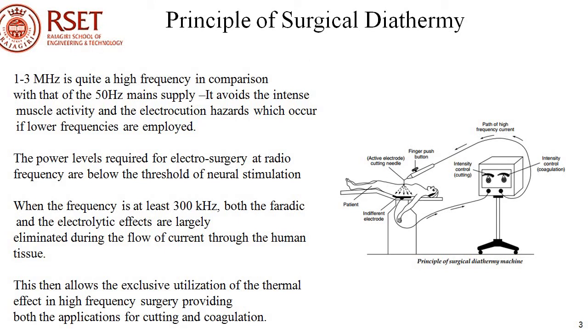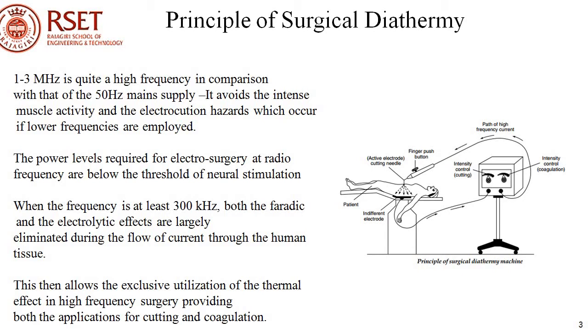So the principle of surgical diathermy is as follows. The frequency of currents used in surgical diathermy unit is in the range of 1 to 3 MHz, which is quite a high frequency in comparison with that of the 50 Hz main supply. This high frequency avoids the intense muscle activity and electrocution hazards which occur if lower frequencies are employed.